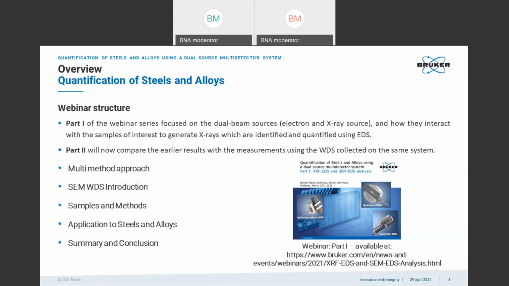In that part, we looked at how to analyze samples using a dual beam source, i.e. an electron source and X-ray source, and how they interact and the benefits that each of those bring. The detector used for that was EDS. So we were talking about the benefits of electron analysis with EDS and X-ray analysis with EDS. Today we'll expand that and include WDS and what benefits it can bring to an analysis. Now, this incorporated various components, and we'll be talking about a multi-method approach for quantification and how this adds to the overall ability to detect minor and trace elements and specific elements within steels and alloys.